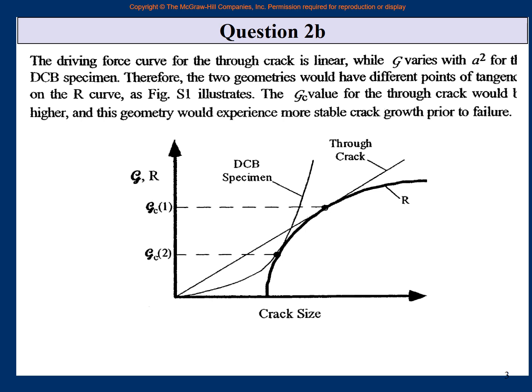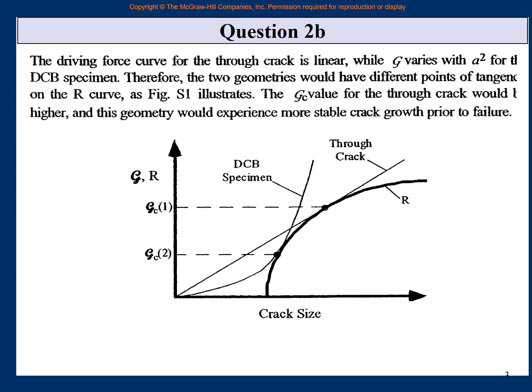Now the driving force curve. G for a through crack is linear, while if you look at the equation, G varies with A square for the DCB specimen. You should know this already, but you can flip a few pages where this discussion is, and you will see that the G equation is linear for a through crack, and the G equation is proportional to A square, which is a curve. So that is done.